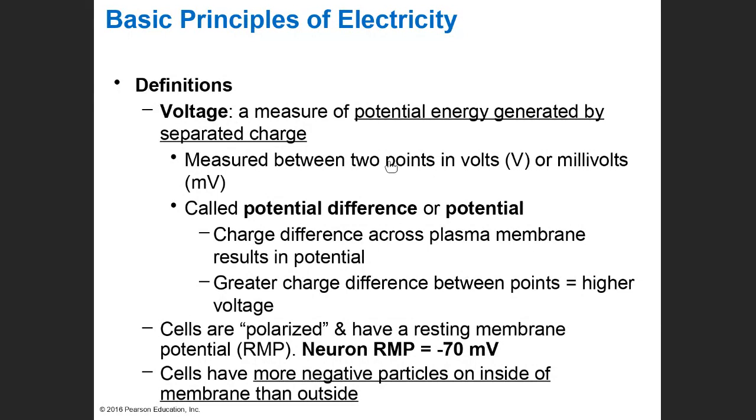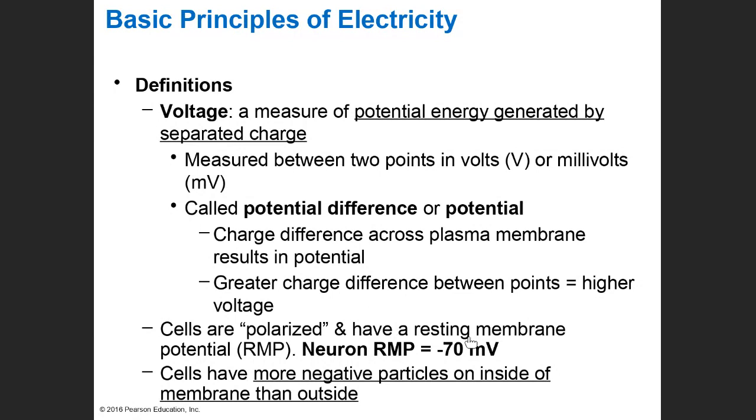Of course, we're going to measure the potential, or the difference in charge, that exists on either side of a membrane by measuring both points. So we'll measure the inside of the cell versus the outside of the cell, and we're going to see that measured as a voltage. This is called a potential difference, because there's a difference in charge across the membrane, resulting in potential energy. So the greater the difference in charge on the inside versus the outside, the higher the voltage.